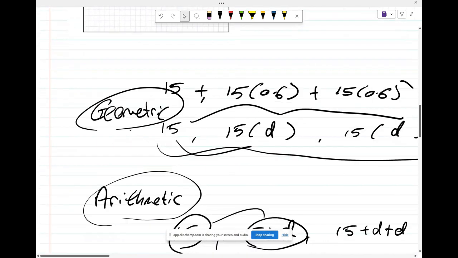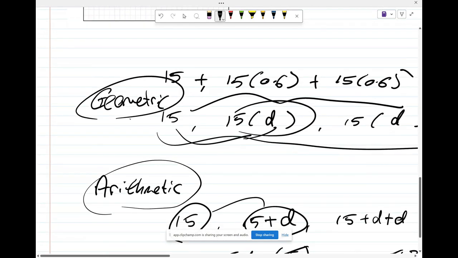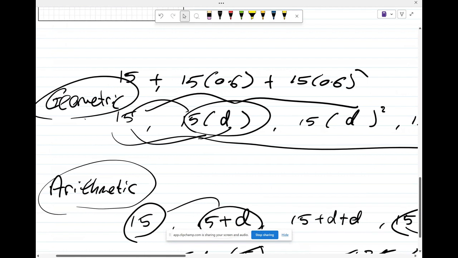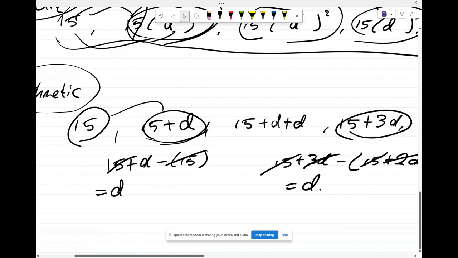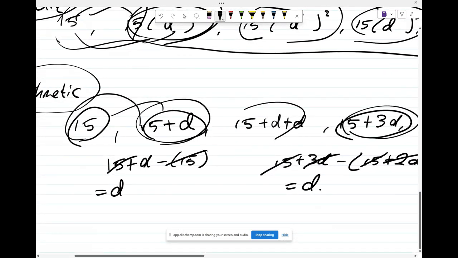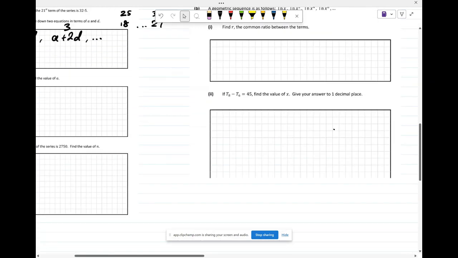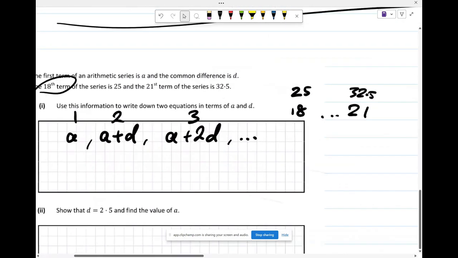So you saw before, if it was just D, we can use the fact that these two ratios are the exact same. So if we divide this one by this one, it should give us the exact same answer as if we divide this one and this one. And the same for this. If we take away this from this, it's the same as this from this. And we can use that to figure out A and D. Okay, perfect. So let's do that.